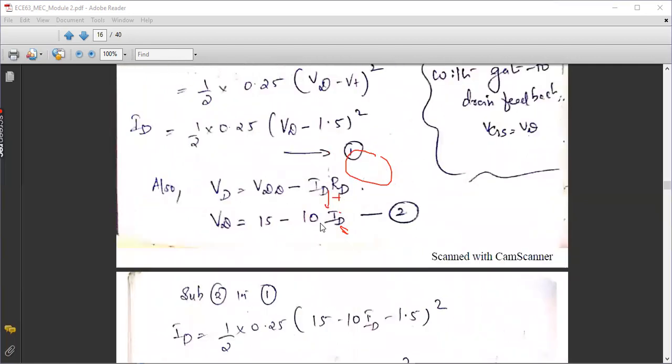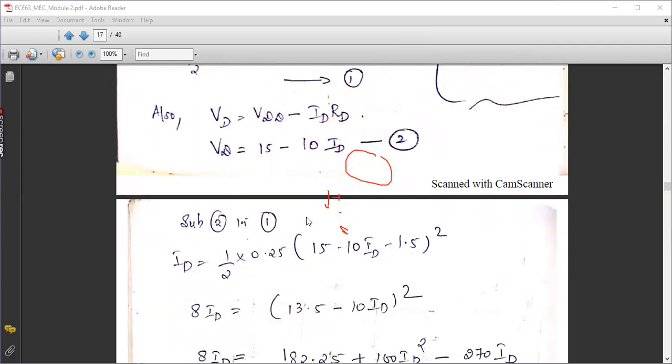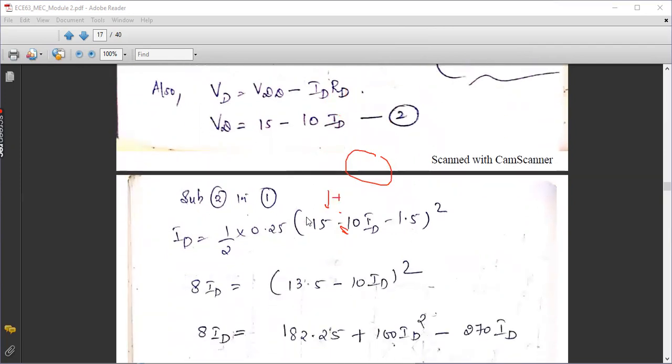So subtract 10 ID. Please remember, we are not going to convert this resistance into ohm, because I am expecting my current in milliampere itself. So don't convert kilo ohm into ohm. Keep it as such. The resistance is 10 kilo ohm, so 10 ID. Substitute 2 in 1, make a quadratic equation, and solve for ID and tell me the answer.